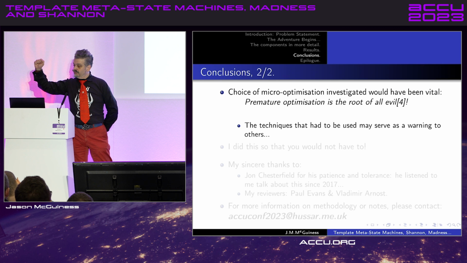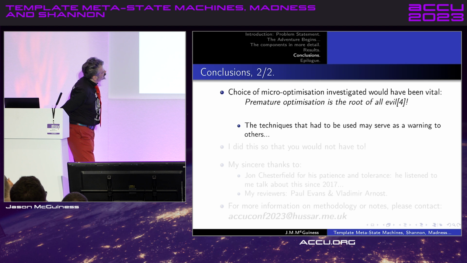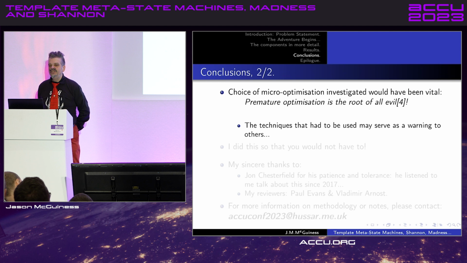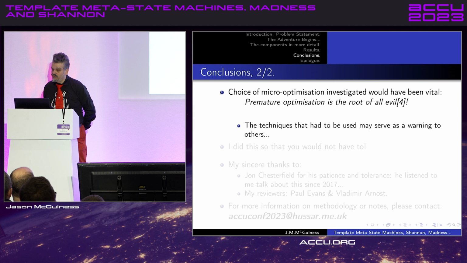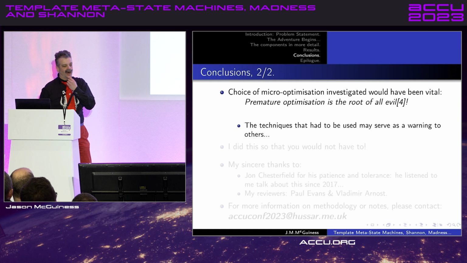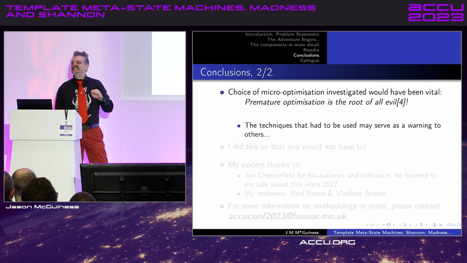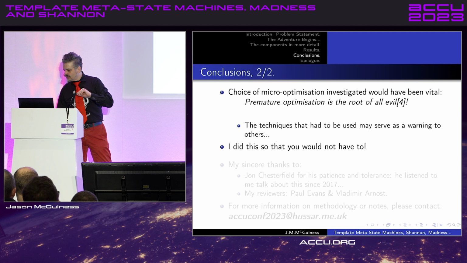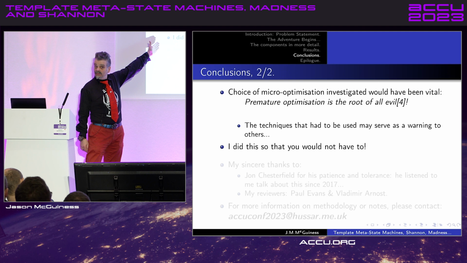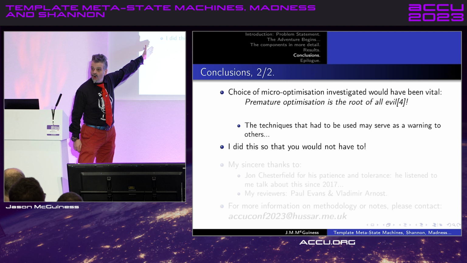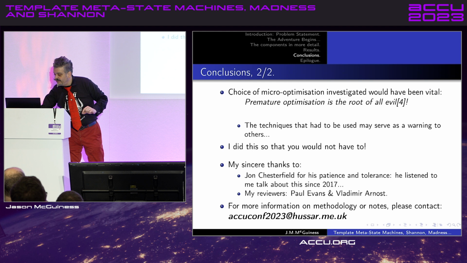Of course, the choice of micro-optimization investigated is vital, remember. I chose to look at the metastate machine, how it's implemented. But premature optimization is, of course, the root of all evil. Perhaps these techniques may serve as a warning to the rest of you so tempted by the excitements and deliciousness of micro-optimizations. I did it so you would not have to. I present this so it has been done before, so you may demonstrate to others that you cannot spend your life in this area.